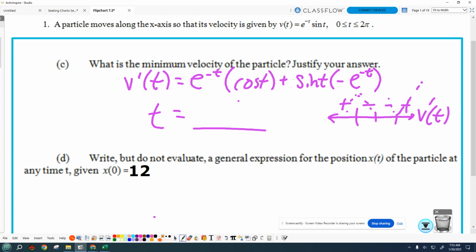But another thing they'll do is part D. Right, but do not evaluate an expression for the position x of t at any time. So, okay.